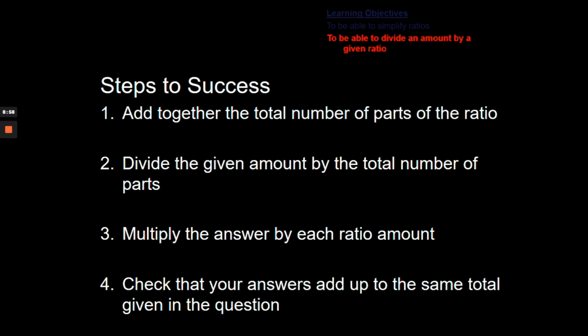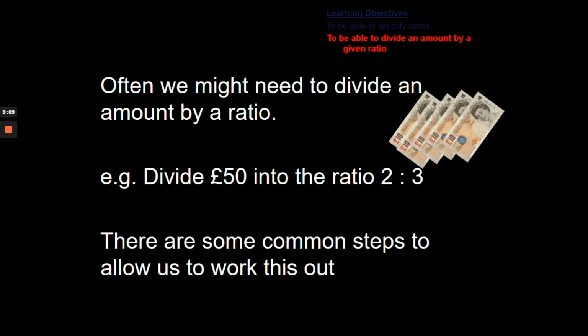And there is a check that you can do on your questions. Check that your answers are right by adding up the total, and it should equal the same as what's in the question. So there we go, back again. One person got £20, the other person got £30. £20 and £30 should equal £50, which is in the question.